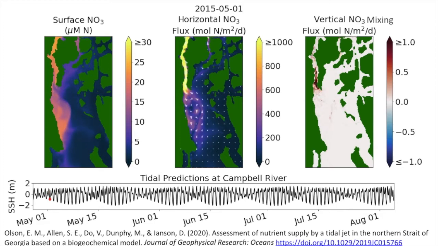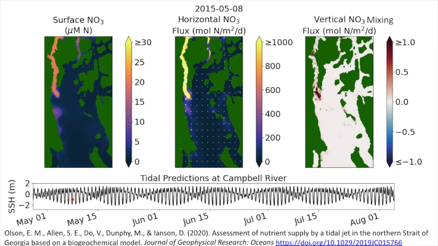The video shows surface nitrate on the left, horizontal nitrate flux in the center, and vertical nitrate flux due to mixing on the right. The bottom panel contains a timeline with sea surface height at Campbell River near Discovery Passage. Nitrate is mixed to the surface in Discovery Passage and pulses southward with the tidal cycle, with the strength and extent of the surface nitrate plume modulated by both tidal amplitude and wind conditions.